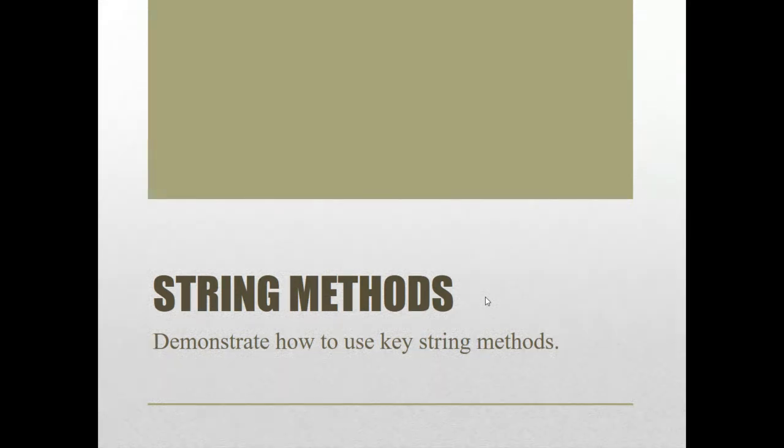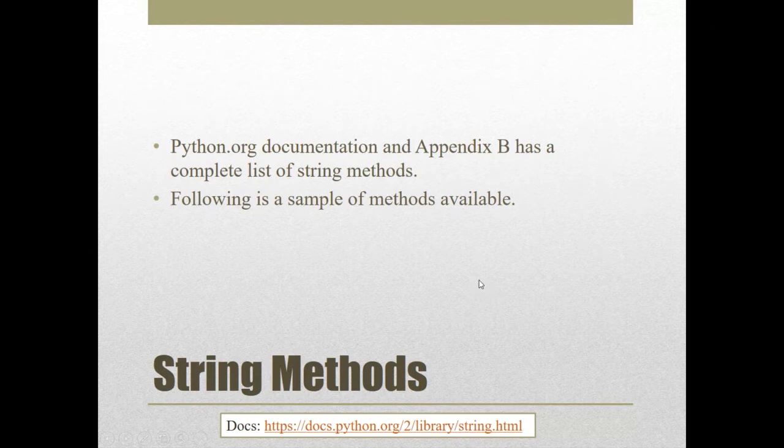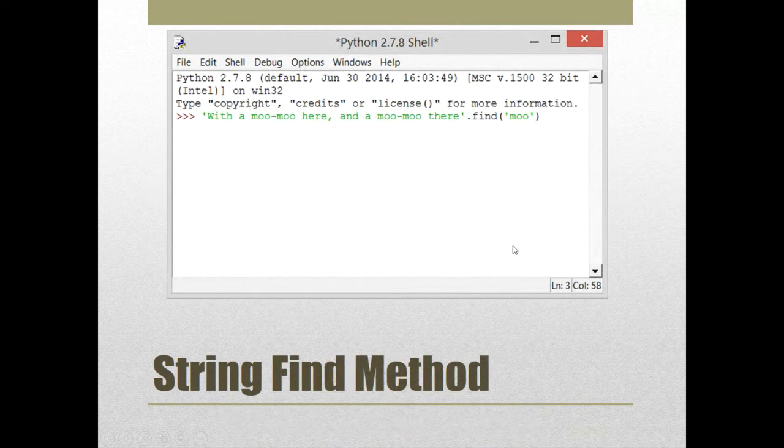So the next thing we're going to look at are string methods. Remember, methods are basically: you take an object, like a string or an int or a float, and depending on what kind of thing it is, if you put a dot after its variable name, there are different functions available based on what it is. Your Python documentation and appendix B in your book has a list of string methods. We're going to look at a few of them. So try this one. Say with a moo here and a moo there, find moo.